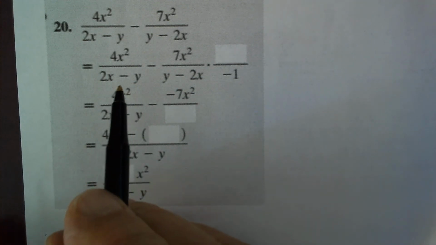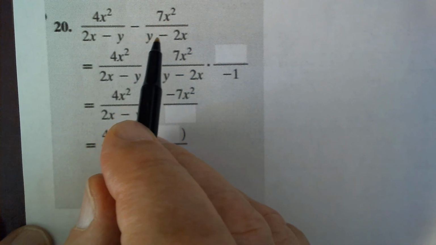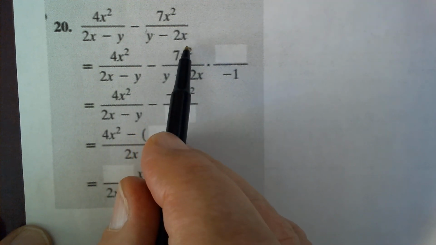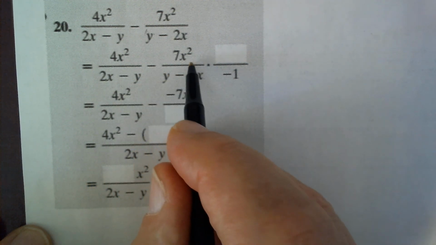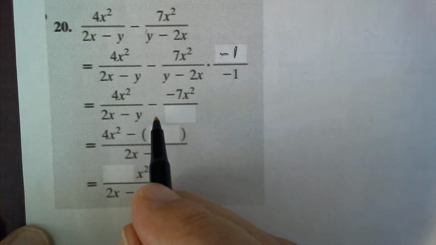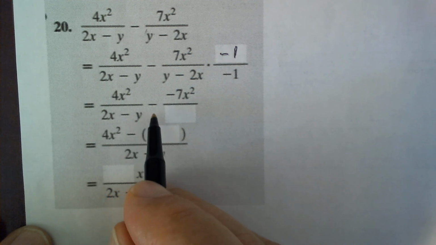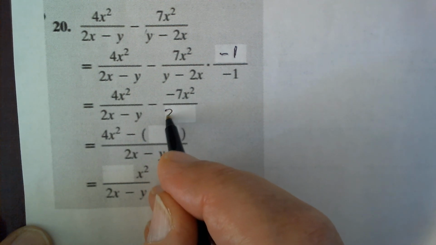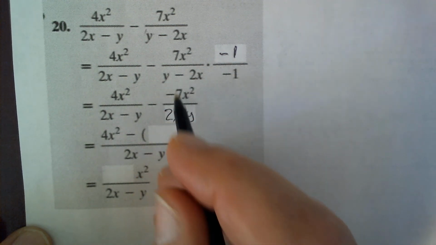When we look at number 20, the guided solution, we look at 4x squared divided by 2x minus y minus 7x squared divided by y minus 2x. So we notice that the denominators differ by a factor of minus 1. Therefore, we leave the first expression the way it is, 4x squared divided by 2x minus y, minus, and we multiply the second expression by minus 1 in the denominator and the numerator. And so then the first expression remains the same, 4x squared divided by 2x minus y, minus, and then minus 1 times 7x squared is minus 7x squared, divided by 2x minus y. Because minus 1 times 2x is positive 2x, and minus 1 times y is minus y.